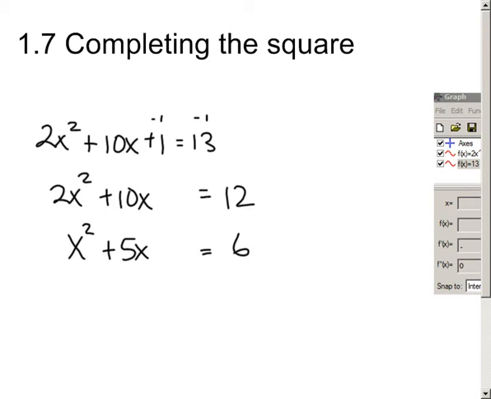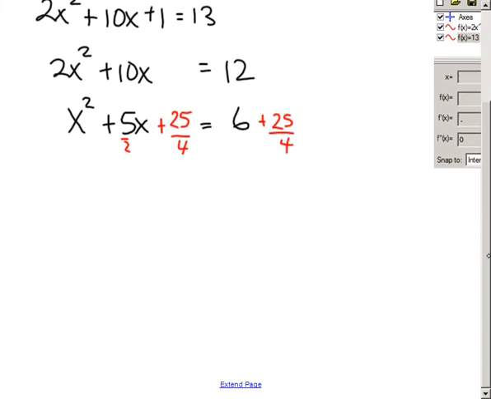Now we're in the completing the square part. So I take my 5, and 5 divided by 2 is 5 halves, and I square it, which is 25 fourths. And of course I need to add that to both sides, 25 fourths. And we'll slide this up a little bit so we can see. So now we have a perfect square on the left side. This is x plus 5 halves, all squared.